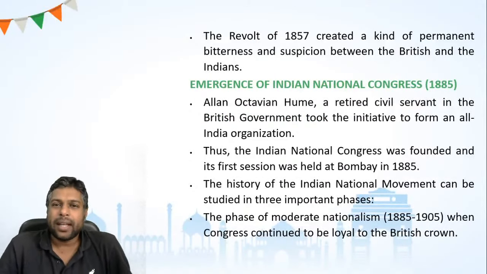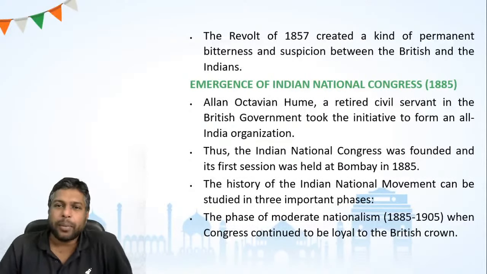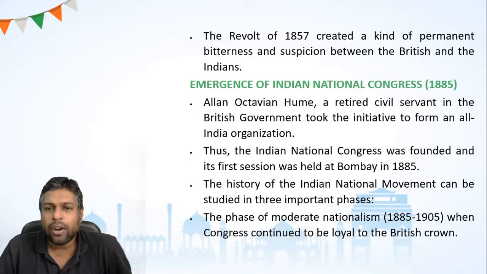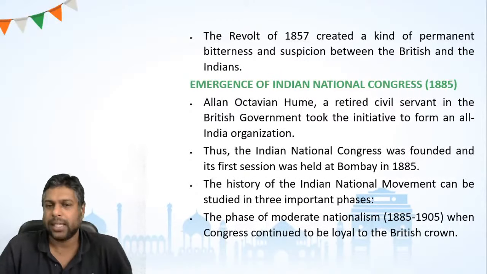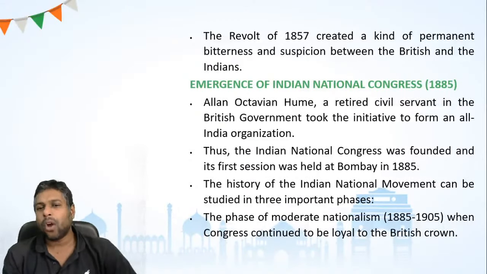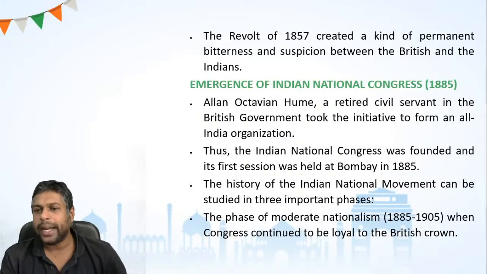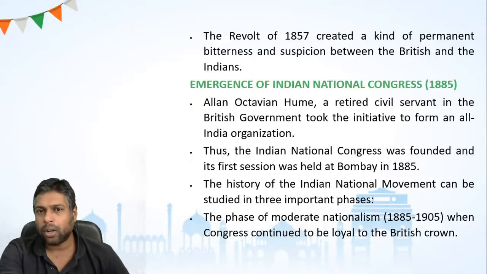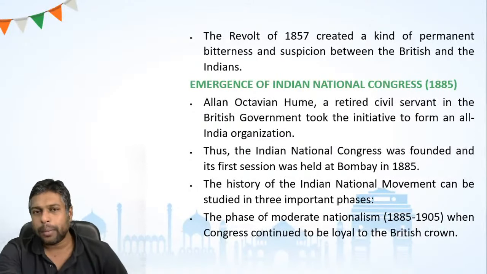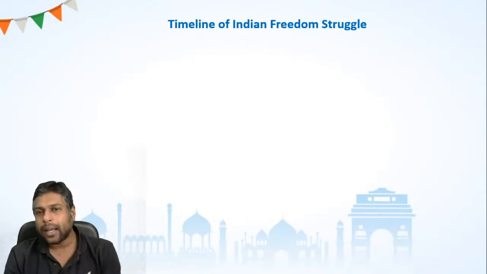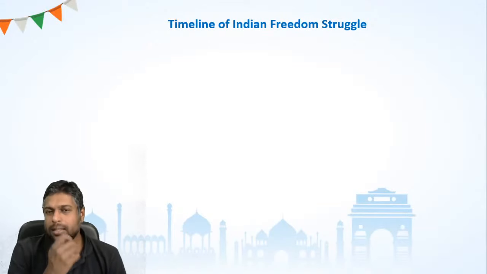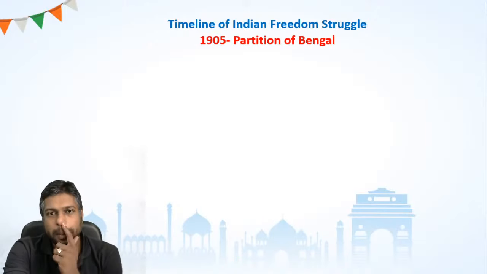Alan Octavian Hume, a retired civil servant in the British government, took the initiative to form an all India organization. This is the Indian National Congress, right? The history of the Indian national movement, of course, can be divided into three important phases. The phase of moderate nationalism, when the Congress continued to be loyal to the British Crown from 1885 to 1905, almost 2 decades after its establishment. Also, by and large, we were still working with the British Empire, trying to figure out if we can manage कि ठीक है ब्रिटिश क्राउन से झगड़ा भी ना करना पड़े, war ना करना पड़े, and still achieve a certain degree of equality, freedom, and so many things.